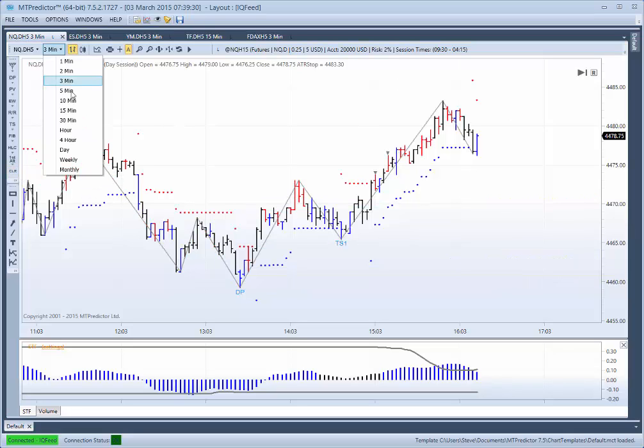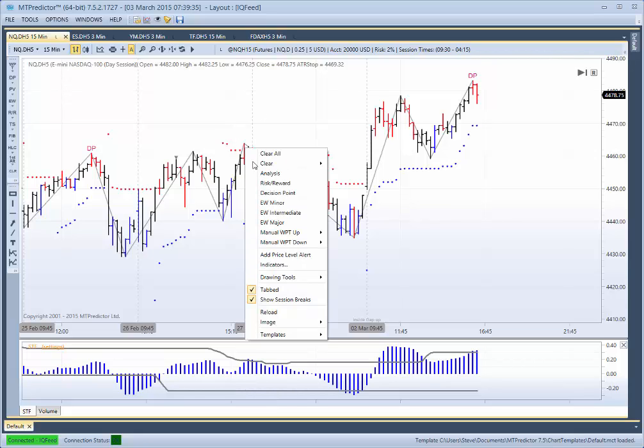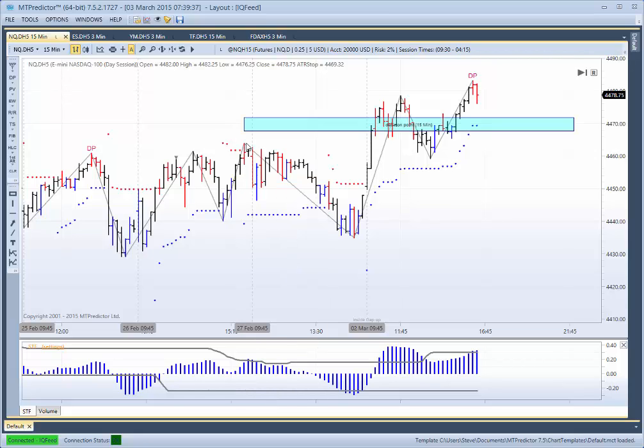Let's have a look at the large degree trend on the NQ. Now this is what we were also looking at in our training webinar. We had our DP off that pivot the prior day. In fact, it was actually the day before, ever so slightly there.